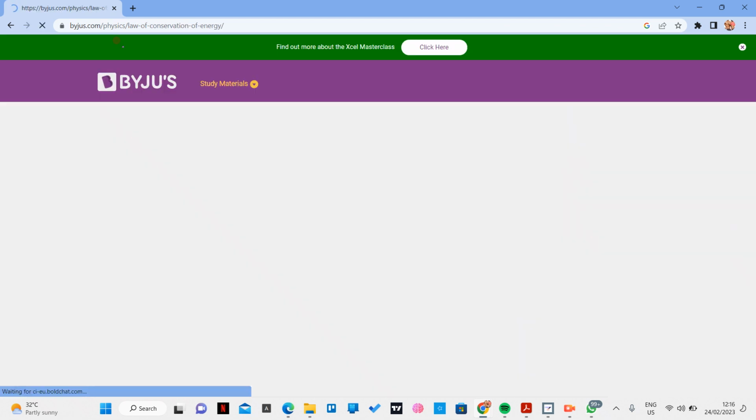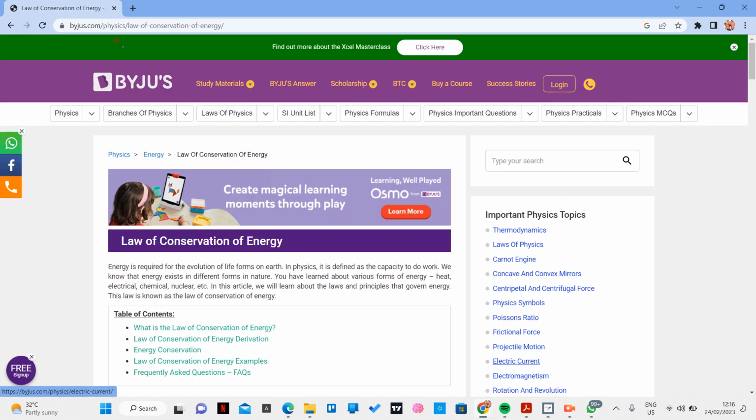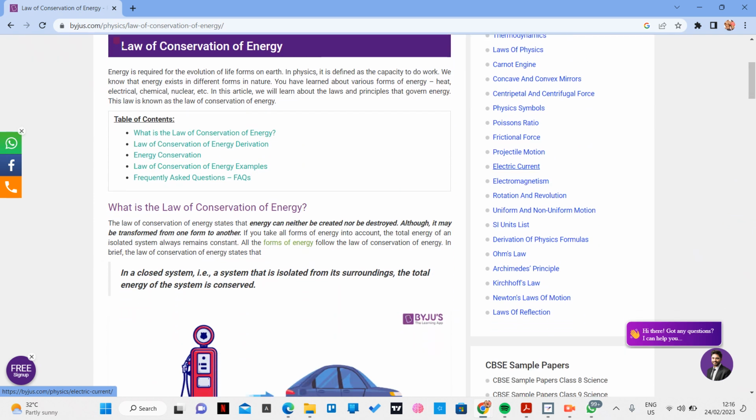Now, law of conservation of energy, very important. Thank God I didn't miss this. What the law of conservation states is that in a closed system that is isolated from surroundings, the total energy of the system is conserved. The whole universe is like an isolated system. So energy is neither lost nor created. It's only converted from one form to another. Basically, that's what the law of conservation of energy says.